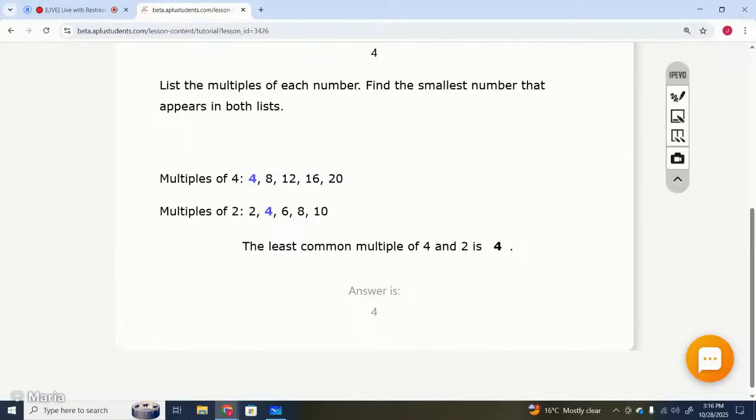So the multiples of 4 are 4, 8, 12, 16, and 20. And the multiples of 2 are 2, 4, 6, 8, and 10.